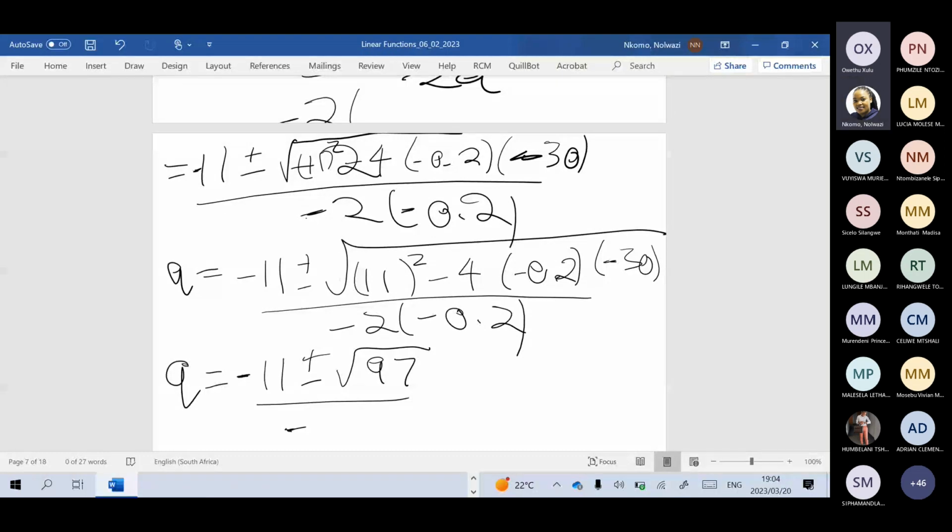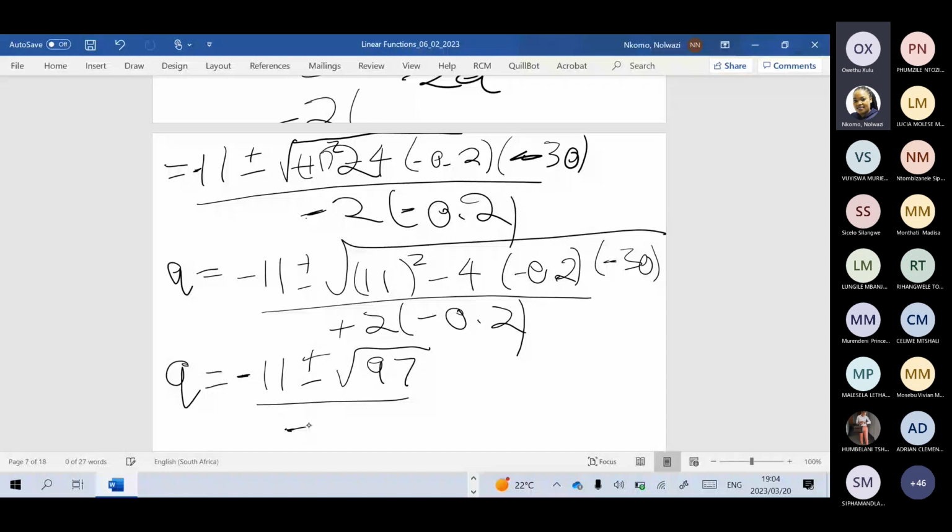minus 0.4, because 2 times minus 0.2 is minus 0.4, right? So we have Q equals plus or minus this. To get Q1, you'll take plus, and to get Q2, you use the other sign. So our Q1 would be minus 11 plus the square root of 97 over minus 0.4. Then Q2 is minus 11 minus the square root of 97 over minus 0.4.